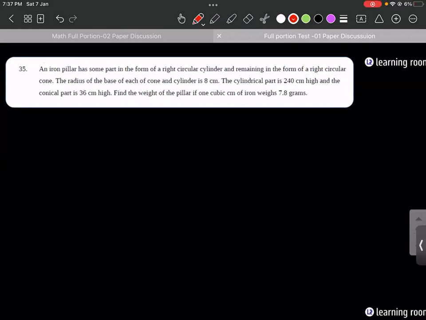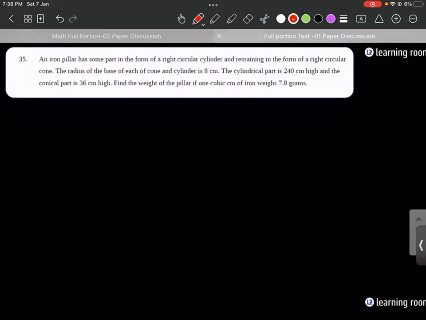An iron pillar has some part in the form of a right circular cylinder and the remaining in the form of a right circular cone. The radius of the base of each of the cone and the cylinder is 8 centimeters. The cylindrical part is 240 centimeters high and the conical part is 36 centimeters high. Find the weight of the pillar if 1 cubic centimeter of iron weighs 7.8 grams.